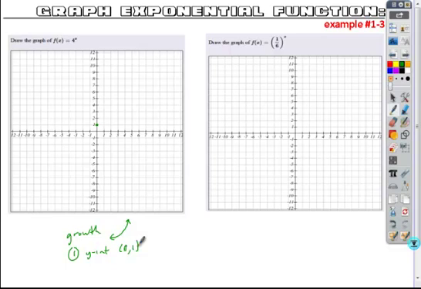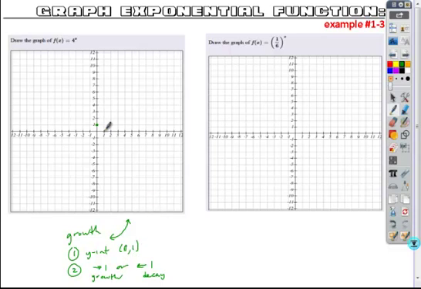Okay, if there's a horizontal shift, and we'll talk about that in the next few slides, you're going to find the corresponding point at that shift. Okay, and then the next thing that you're going to do is move 1 to the right or 1 to the left, depending on whether you have growth or decay tendencies. Okay, so if the base is greater than 1, you're moving 1 to the right, and you're going to plot a second point.